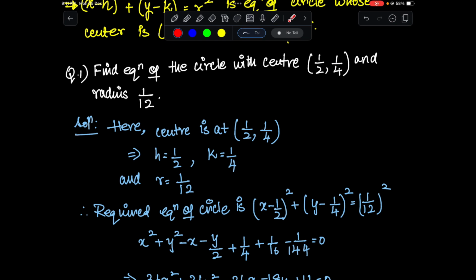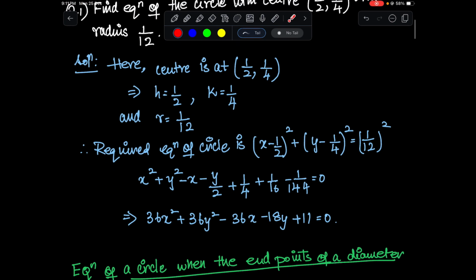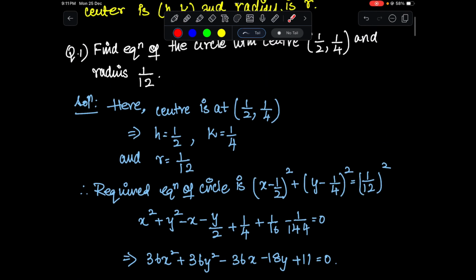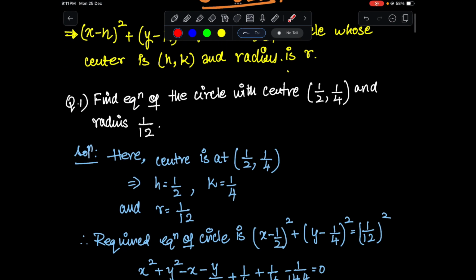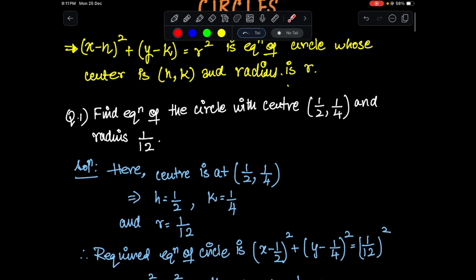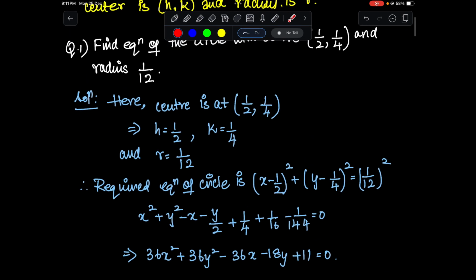So the first question is to find the equation of the circle with center as this and radius as this. Now we very well have an equation that is of this form. So first of all you identify what is the value of h and k. As they have already mentioned that this is the center, that means h is 1 by 2 and k is 1 by 4 and r is 1 by 12.